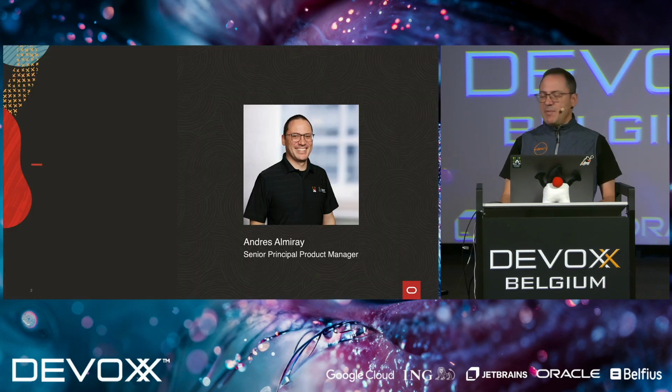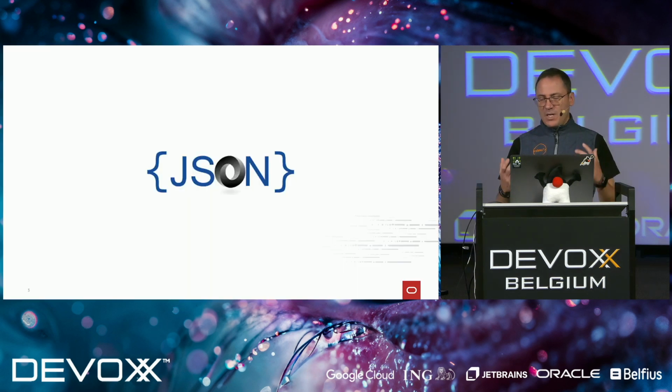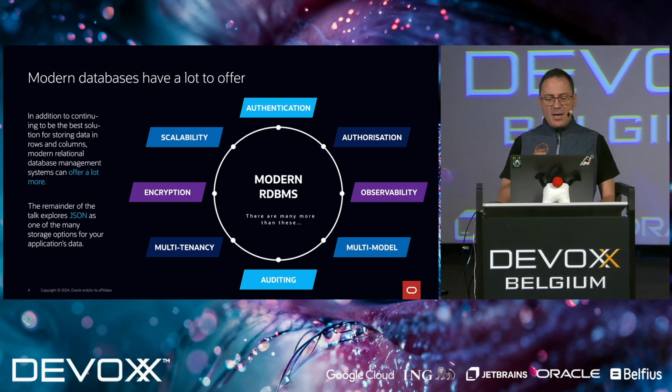Perfect. So my name is Andres Almiray. I'm a senior principal product manager at Oracle. I'm also a Java developer. That's why I'm here, because I like to talk about many different things. I like to talk about open source. I like to talk about many of these technologies that excite me. And dealing with the database is something that we have to do at some point in our lives and our daily work. There are many different options at our disposal. So, JSON, that's the main topic.